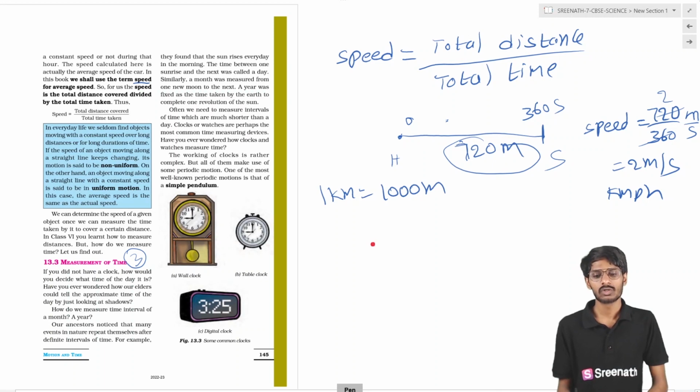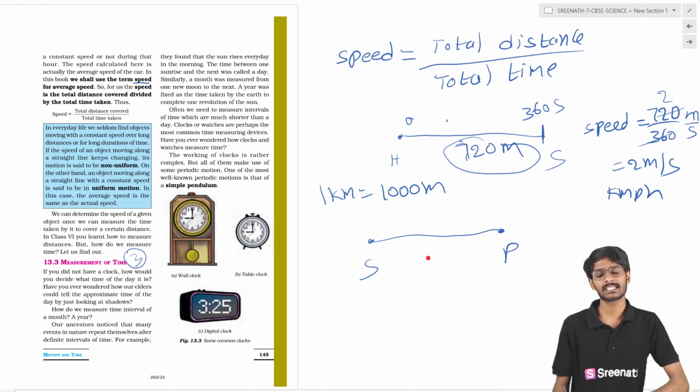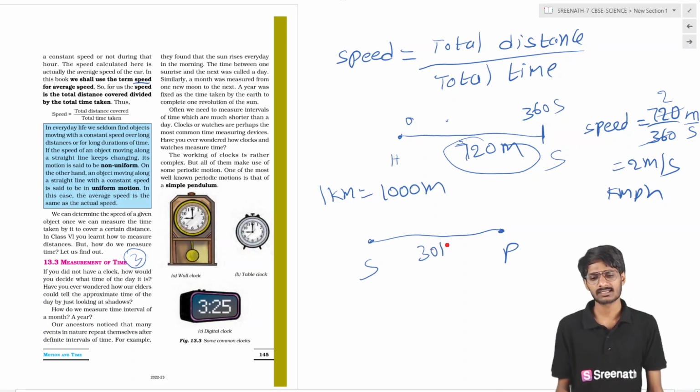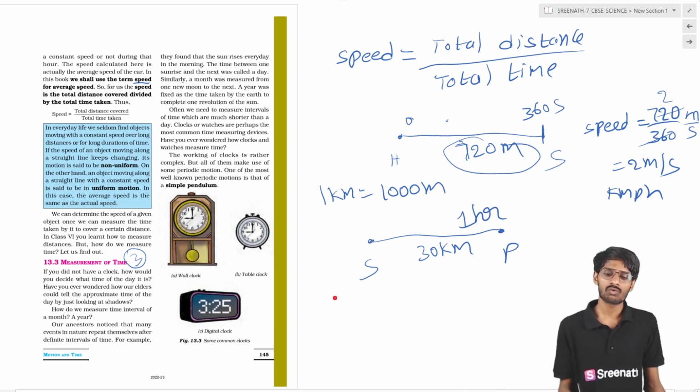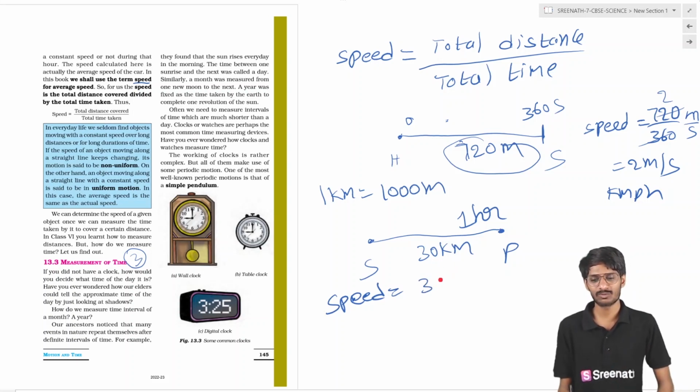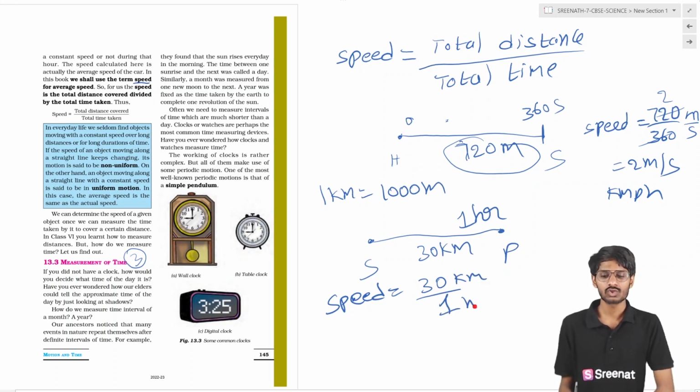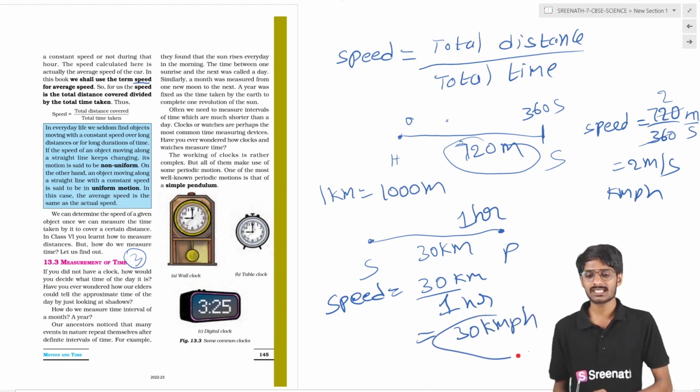I am writing here. Suppose from the school we went to a picnic spot. So how much distance is it to that picnic spot? Suppose it is a distance of 30 kilometers. How much time does it take? Approximately it has taken 1 hour to reach the picnic spot. Then what is the speed in this case? Speed is nothing but total distance, 30 kilometers, divided by total time, 1 hour. 30 divided by 1 is 30. So 30 kmph, students.